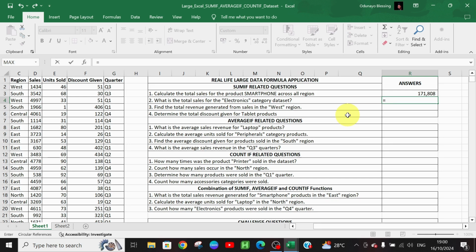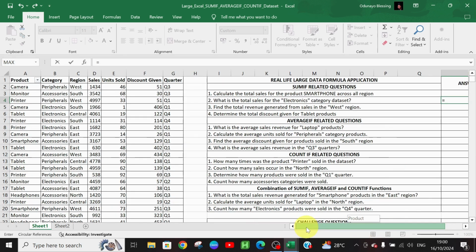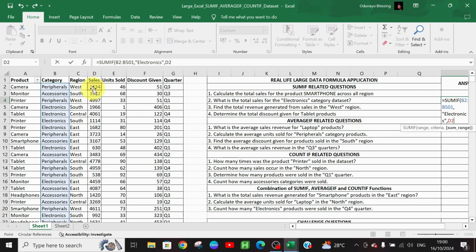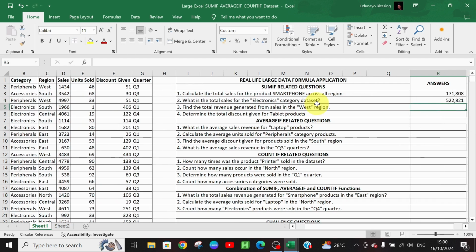Now the next thing is the total sales of the electronics category in the data set. You will check that the electronics category is different from the product, so we are talking about SUMIF as well. What's the data range? We are talking about the category column, which is B2 to B501. Then what I'm looking for, electronics, is the criteria. Then the sum range is also the sales column, D2 to D501. So this gives us the total sales of the electronics category in the data set.